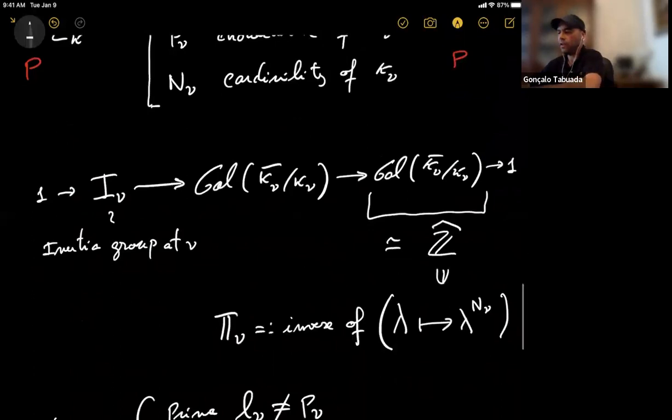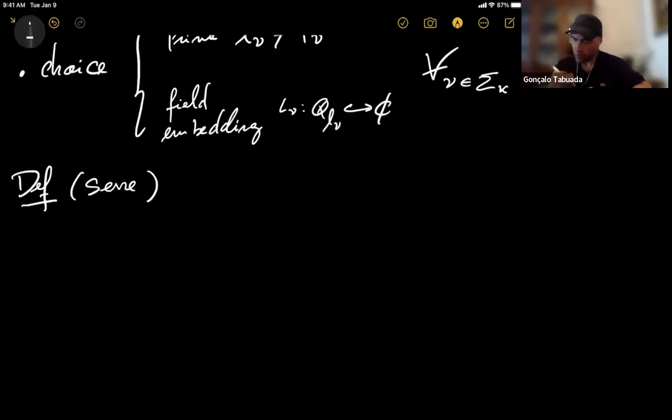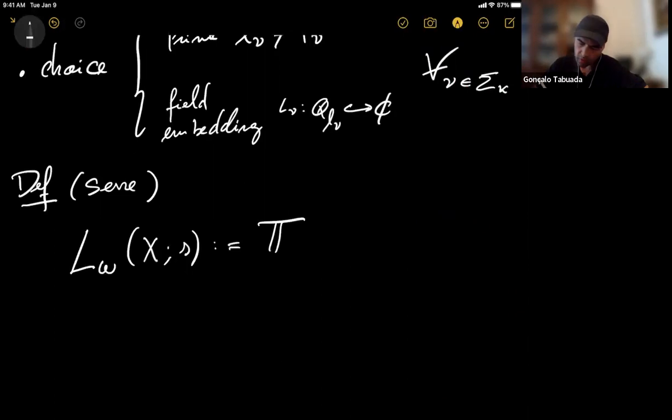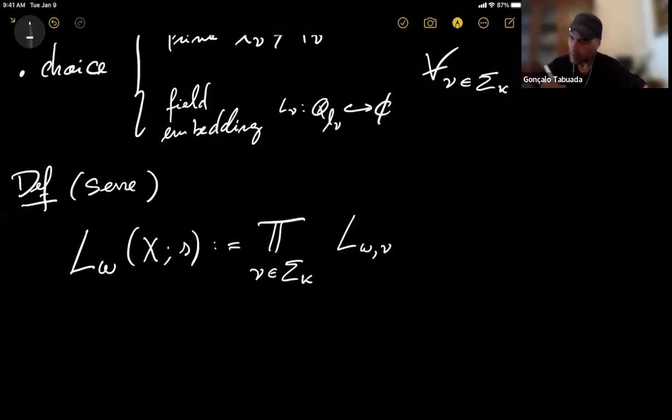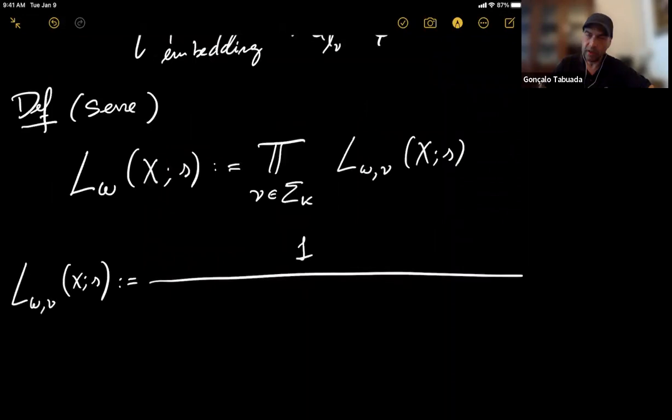So how is the L function defined following Serre? We have this definition of Serre. The L function of this weight of my algebraic variety, with variable s, is defined as this infinite product over all non-Archimedean places of this local factor of my X at s. And how is this local factor defined? Well, what one can do is the following. I'm going to take the inverse.